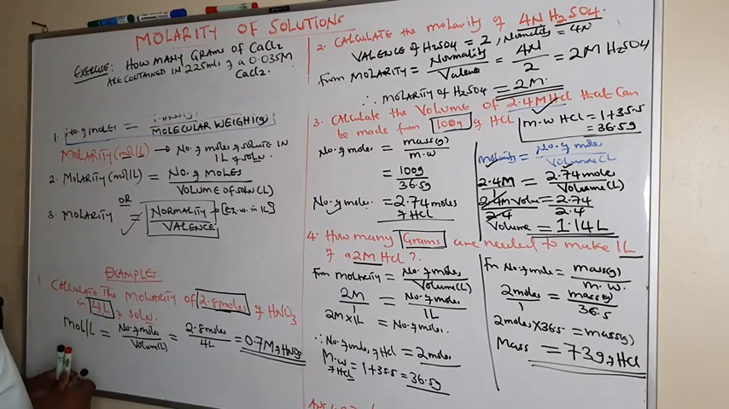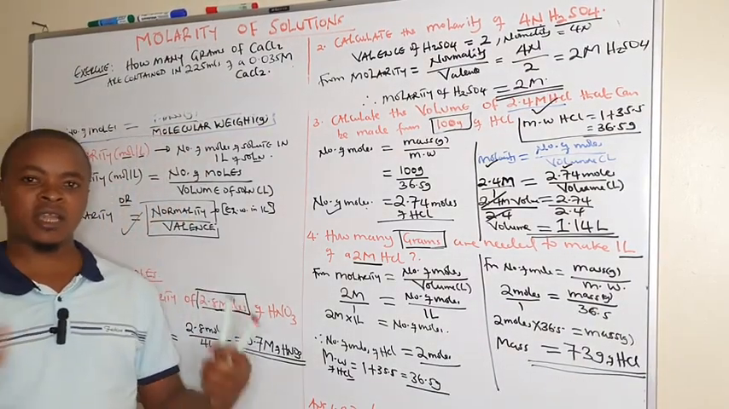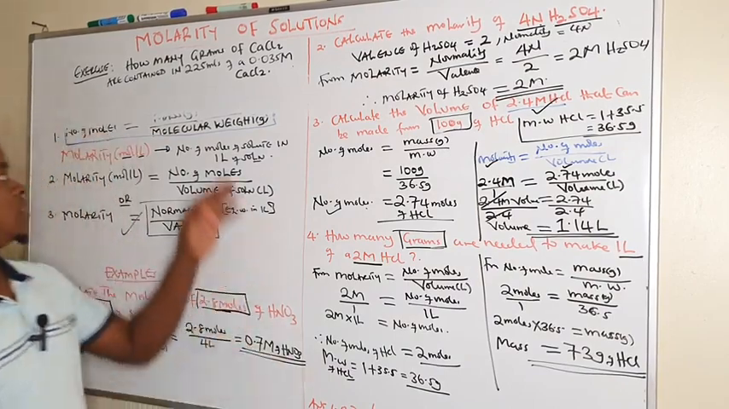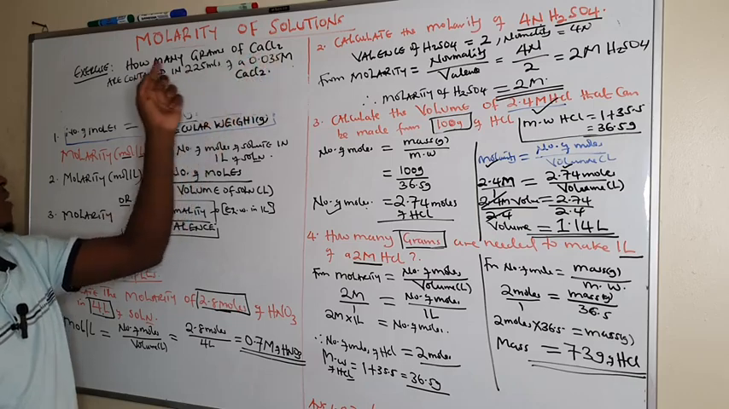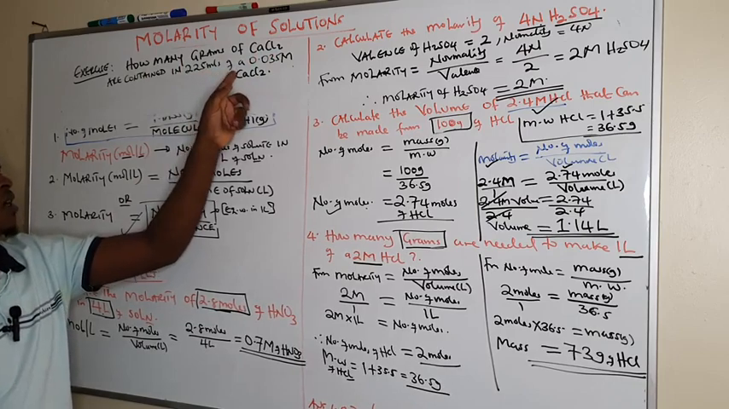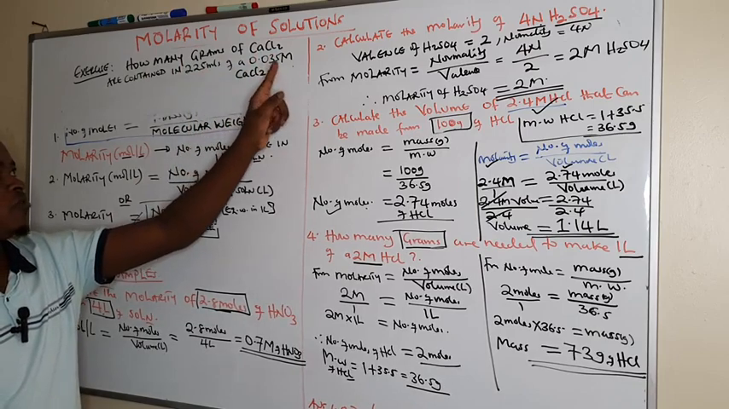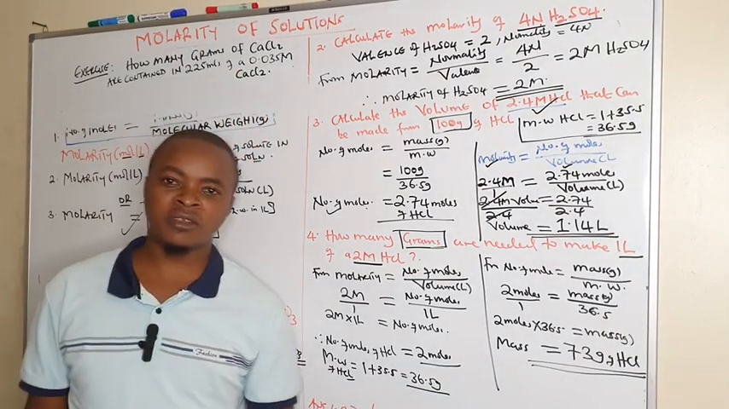So this is the exercise I want you to do, and you can share your answers in the comment section so that we can harmonize. So I want you to calculate how many grams of calcium chloride are contained in 225 mils of a 0.35 molar calcium chloride solution.